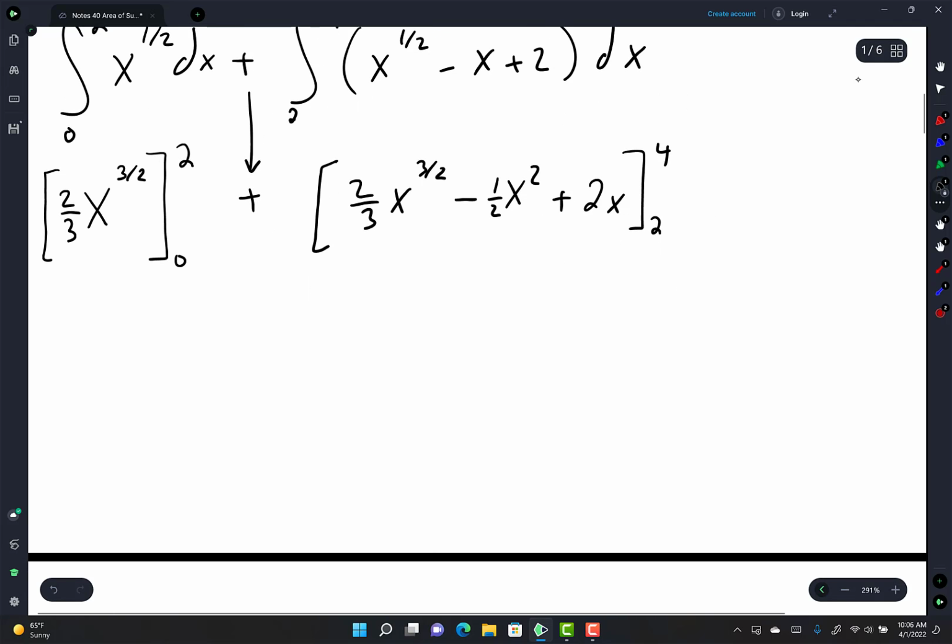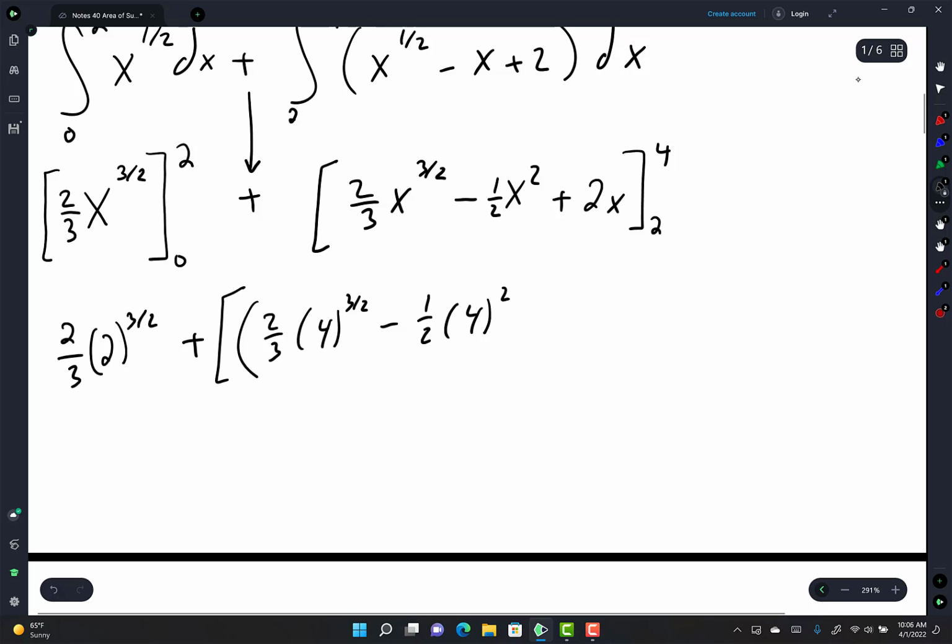All right, can we do this one really quick? Let's see. Yes, we can. So if I plug in a 2 there, this is what it means. I'm going to write the 2/3, well, I guess we'll just write it for now all over. 2/3, 2 to the 3 halves, plus, you don't have to worry about the 0, right? And then I'm going to put a bracket, giant parenthesis for the 4. So 2/3 times 4 to the 3 halves minus half of 4 squared plus 2 times 4.